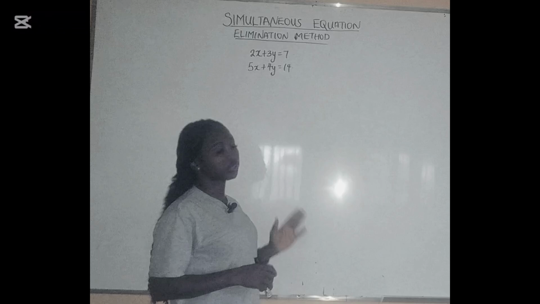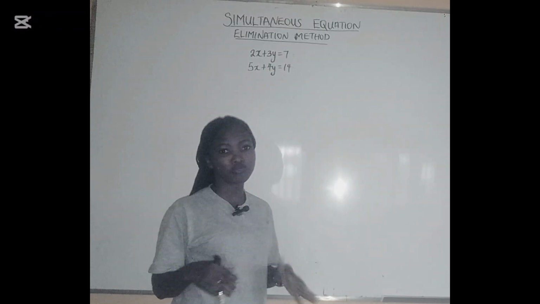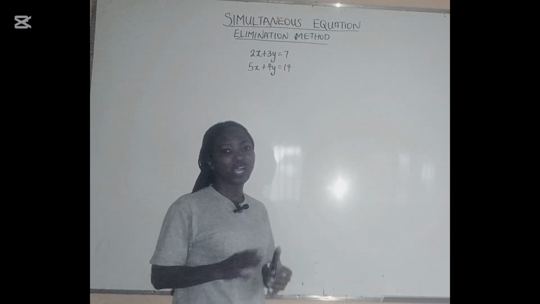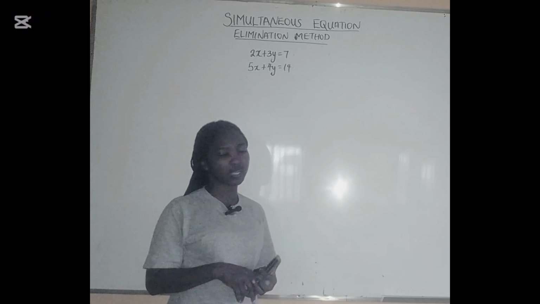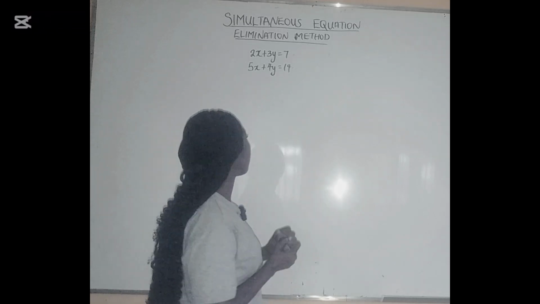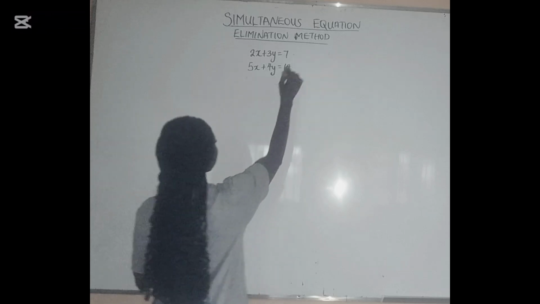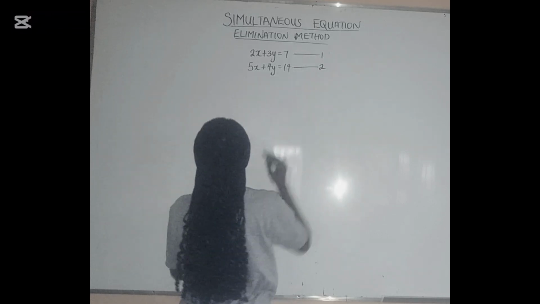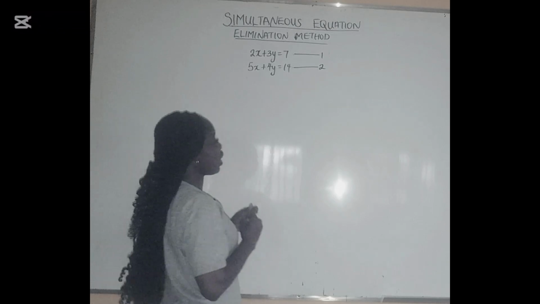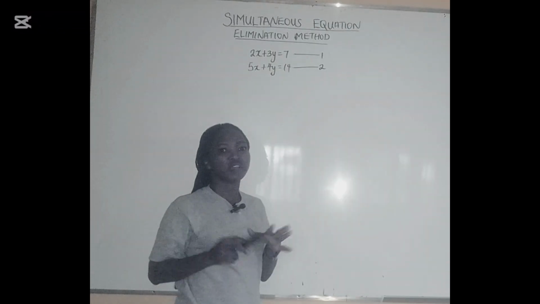In the elimination method, it means to actually delete or remove one of the variables and find the other one. After getting the other one, you can now replace it back. Now let's dive into it. The first thing I'm going to do is to make this equation 1 and equation 2. Next is to eliminate one of the variables.